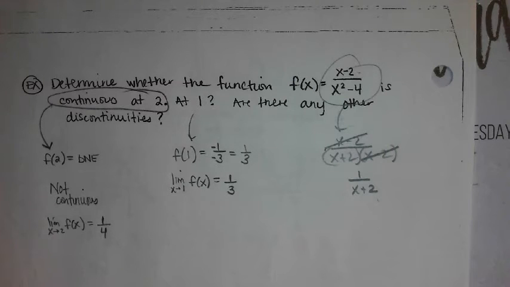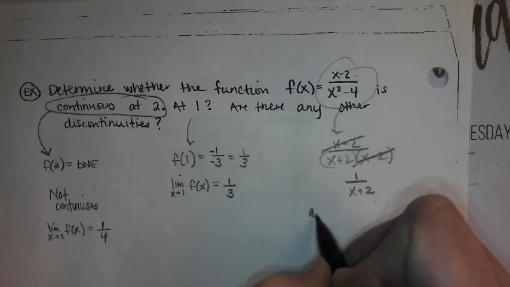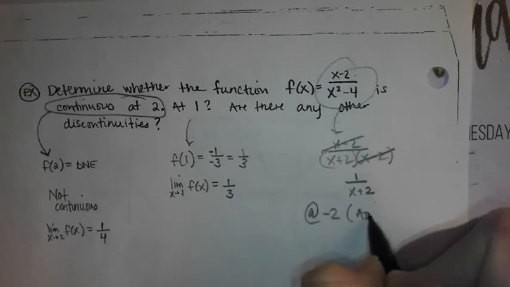And so, any other discontinuities? Where? Negative 2, because that is an asymptote.